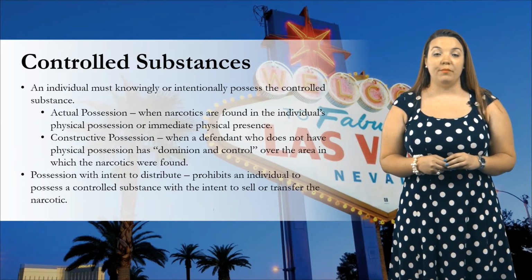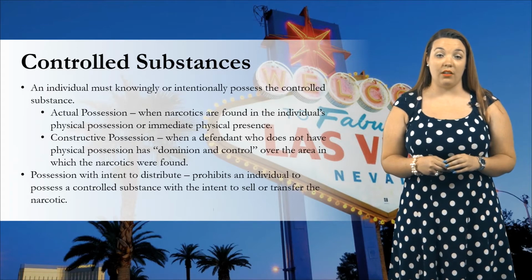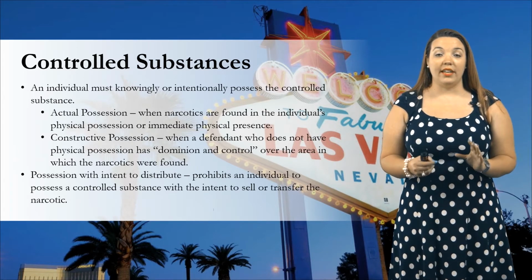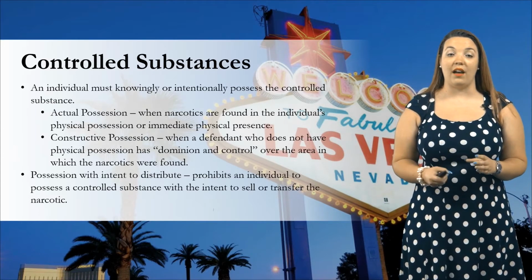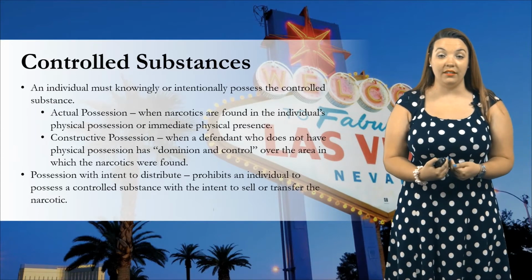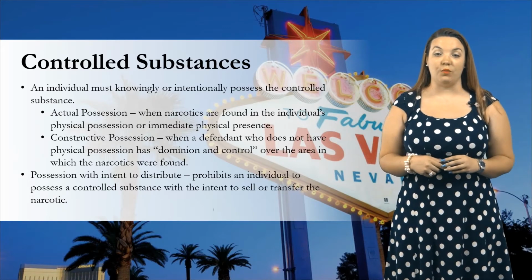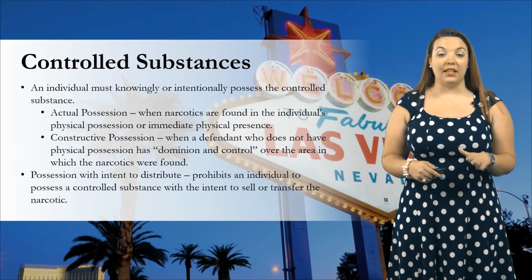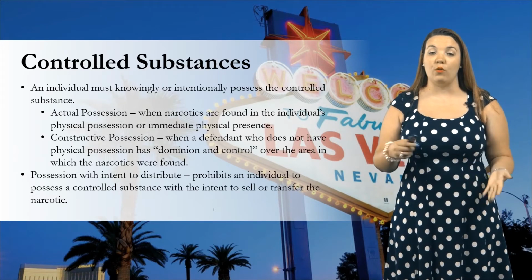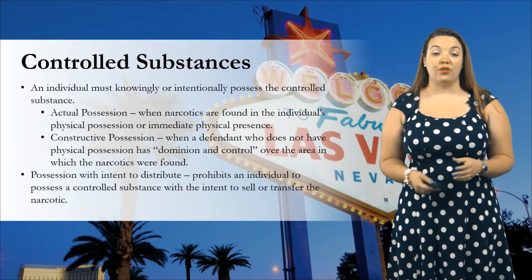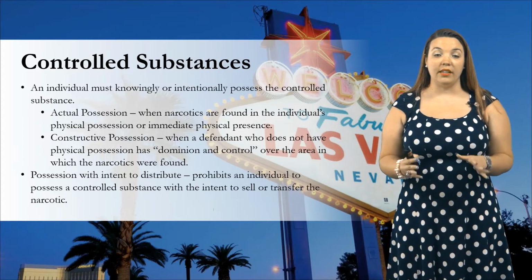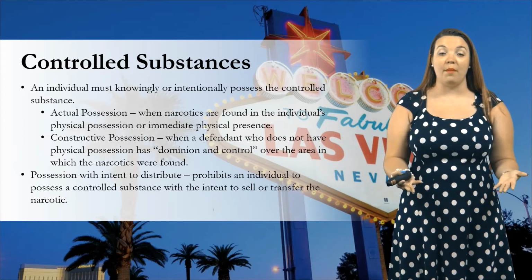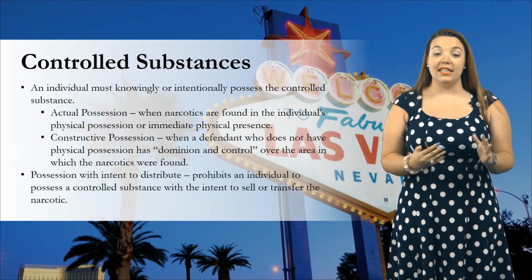There are two types of possession that are important to drug laws. First, we have to look at actual possession. Actual possession requires that the narcotic be found either on the individual's person or in their immediate physical presence. This means that the police found the narcotic in your pocket or they found it in your car. The drugs were in your bedroom at your apartment. As long as those narcotics were clearly yours and the possession cannot be shared with anybody else, this is considered actual possession.